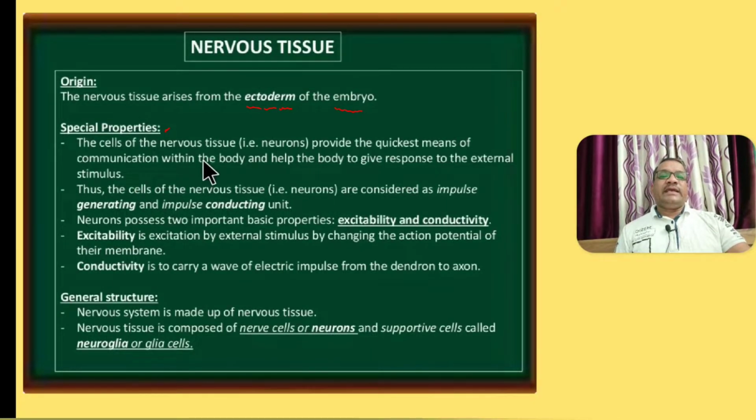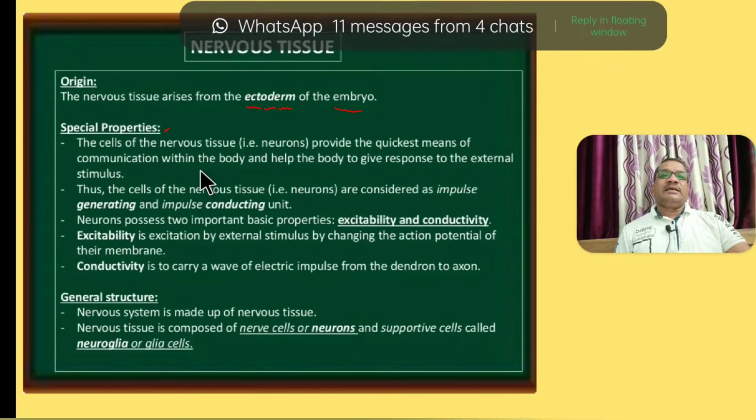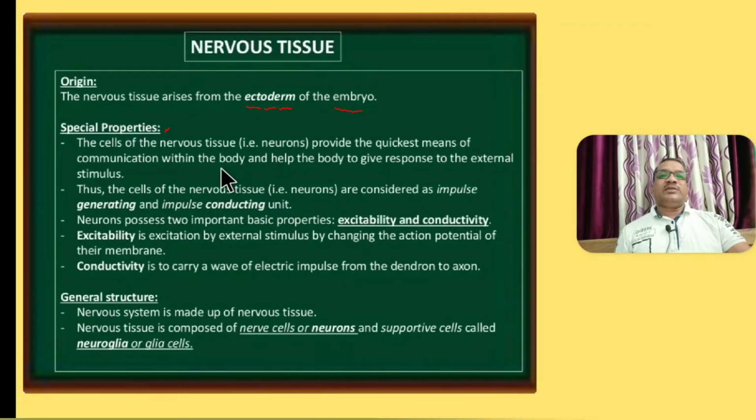So, any external stimulus which we get from the surroundings, the body responds to this stimulus, and this mechanism is quick. So, it provides a quick means of communication and helps the body to give a response to the external stimulus. So, this is the first property.